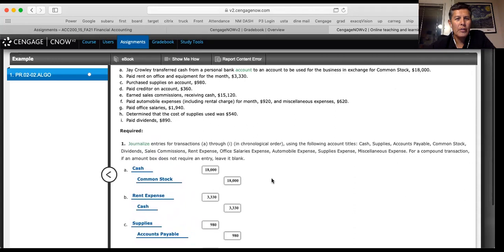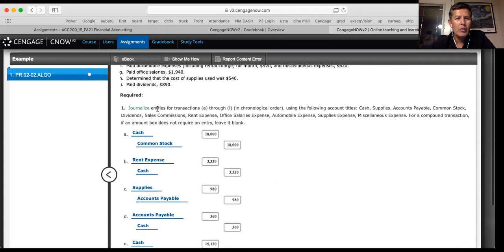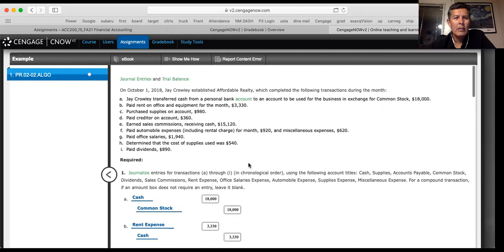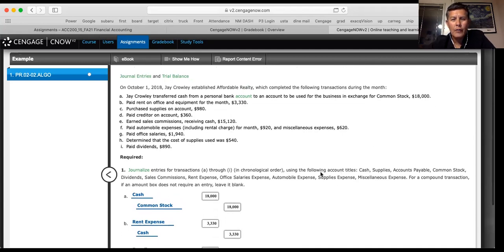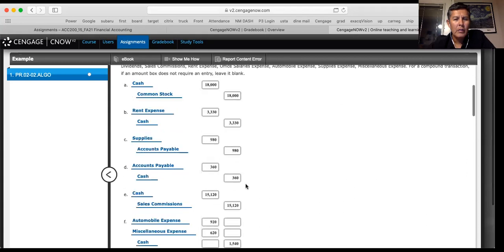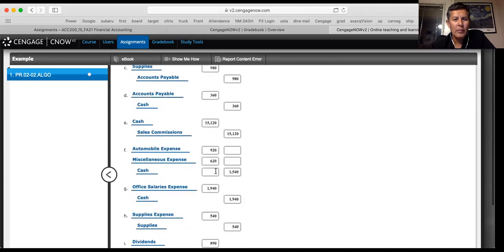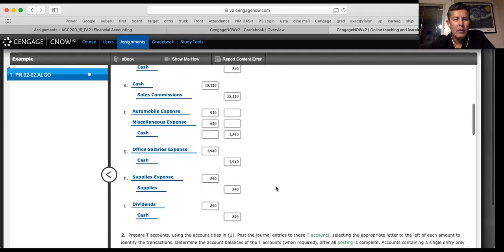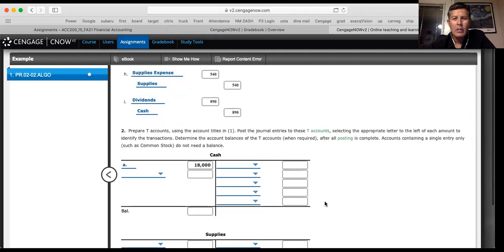These are the journal entries. Journalized entries for transactions A through I in chronological order. Keep in mind, these are probably in chronological order, because first, second, third, fourth, fifth of the month, and so on. And it says using the following account titles. So these are the titles of the account. If an amount box does not require an entry, leave it blank. Like we didn't do anything here, so we left it blank. We didn't do anything here, we left it blank. Does that make sense?